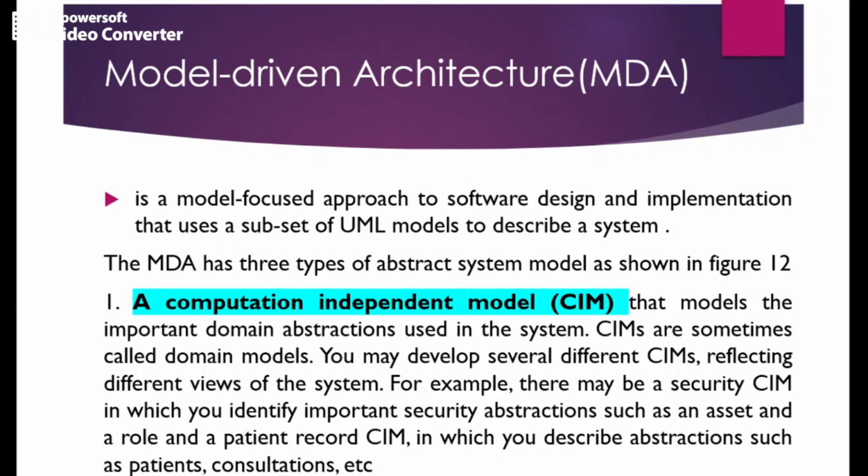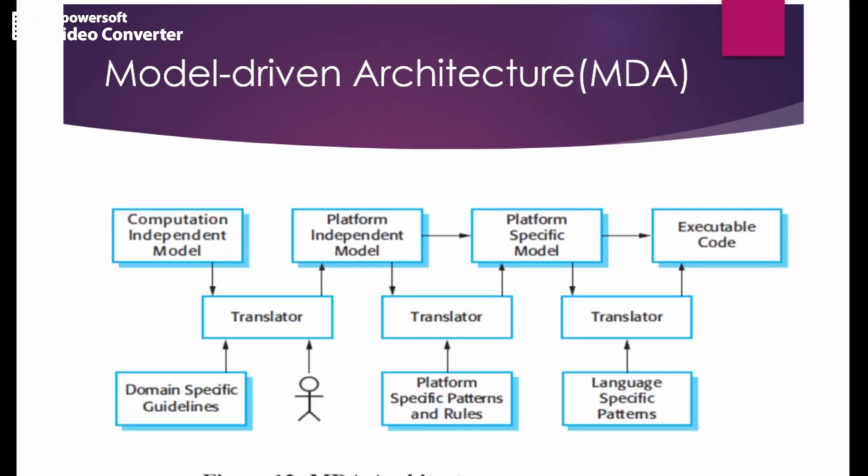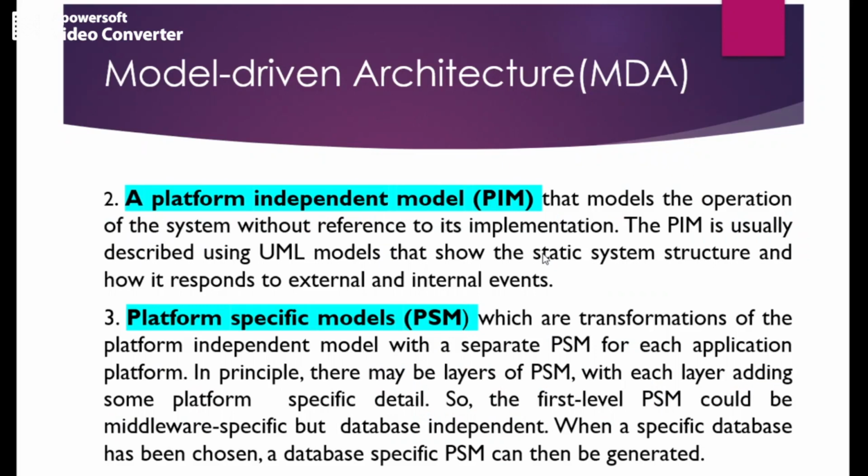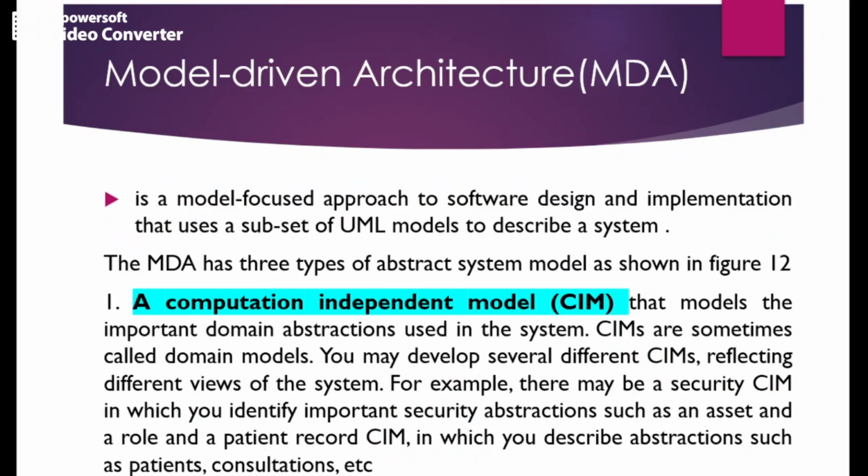This is very important. In this, we have three types of abstract system model. You can see here: computation independent model, platform independent model, platform specific model. So we have three types of abstract models, and we will see them one by one. The first one is the computation independent model, in short, CIM.